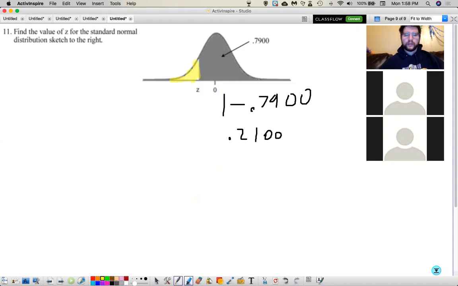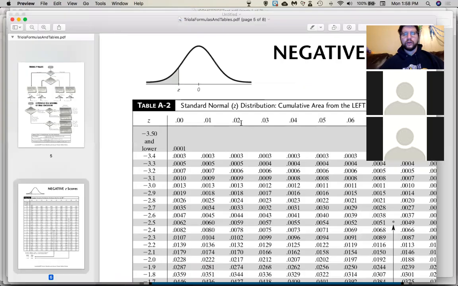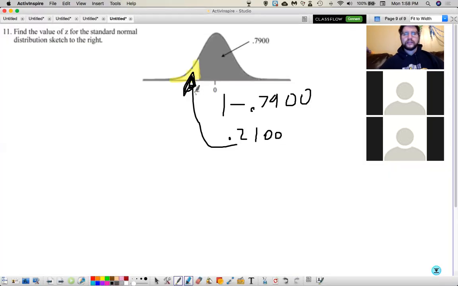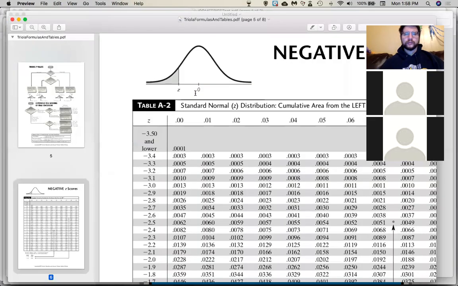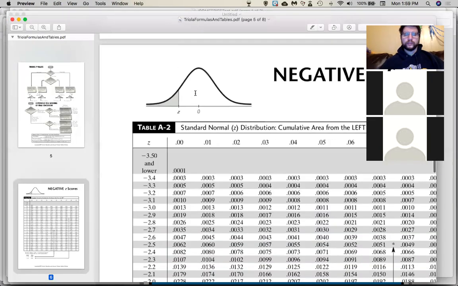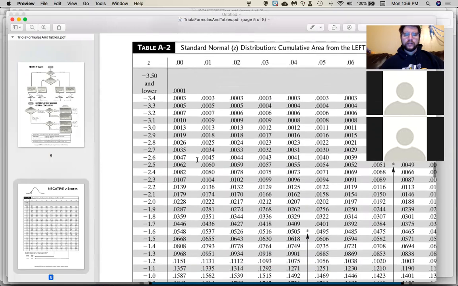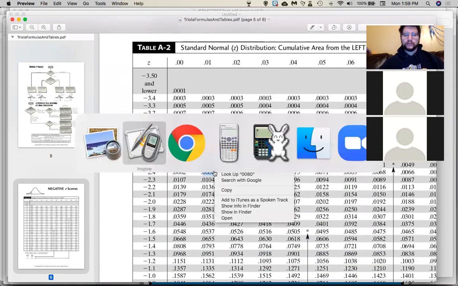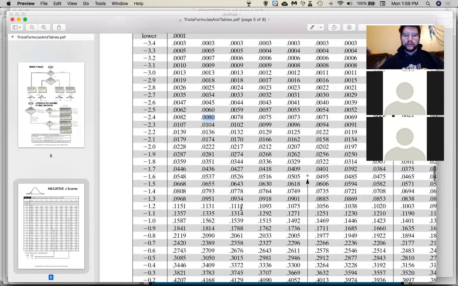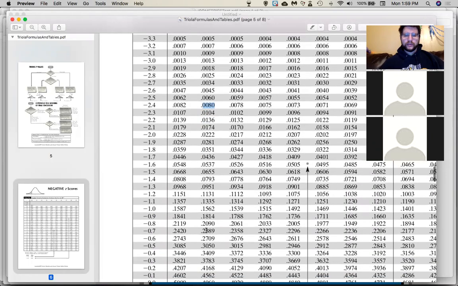So if we're looking it up on the chart, we always need to have the area to the left. If you have the area to the right, they're complements. So we're going to look up 0.2100 on the chart, and we can see it's to the left of the mean. So we're going to use the negative z-scores. I'm going to look up in here until I find 0.21. Yeah, 0.21. Okay, here's 15, 18, 20, 20. Okay, it's somewhere between these two.